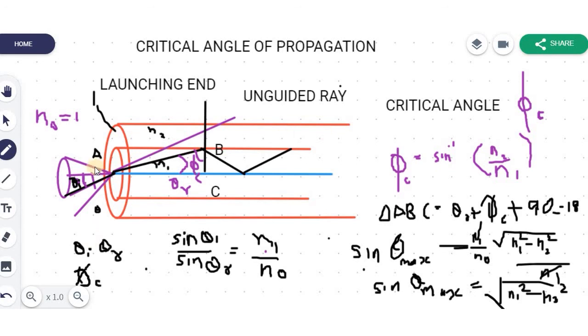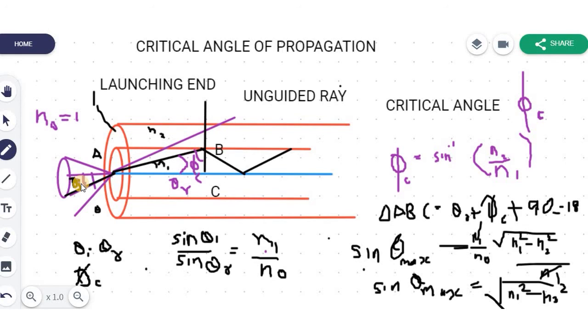And this angle, which is actually the angle of the cone, is called the acceptance angle. The angle theta max, or theta 0, or theta I, is called the acceptance angle. It is the maximum angle that a light ray can have relative to the axis of the fiber and propagate easily without any leakage through the fiber.